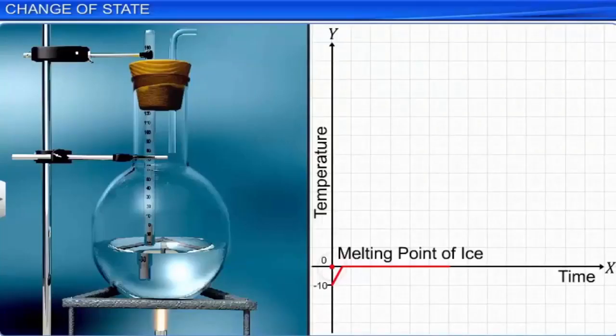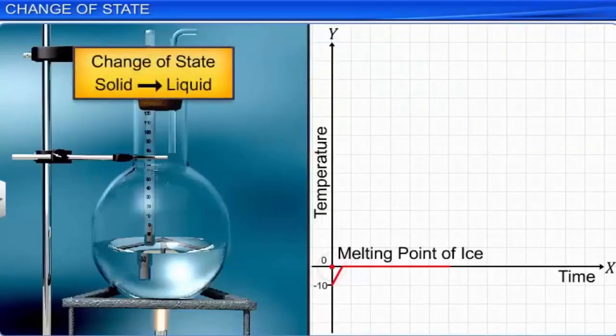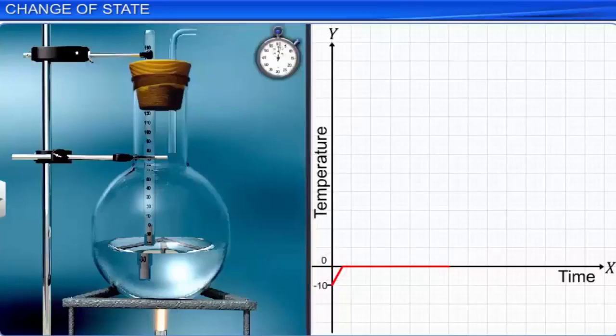The latent heat in the case of solid to liquid transition is called latent heat of fusion, denoted by LF. If we continue heating the water in the flask, its temperature starts rising again and continues to rise to 100 degrees Celsius.